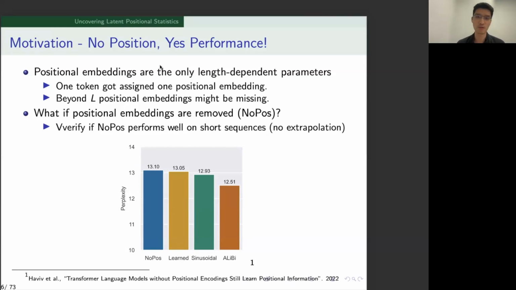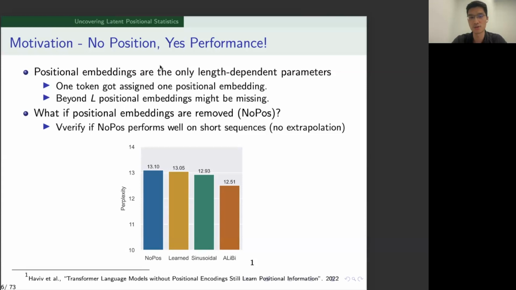What about we just throw away all the positional embeddings? Because if positional embeddings are the only length-dependent parameters, then if we just simply discard them, maybe the model can magically extrapolate to longer sequences. So why not give it a try? And another evidence is that I found this paper from Haviv et al. It's called Transformer Language Models Without Positional Encodings Still Learn Positional Information.